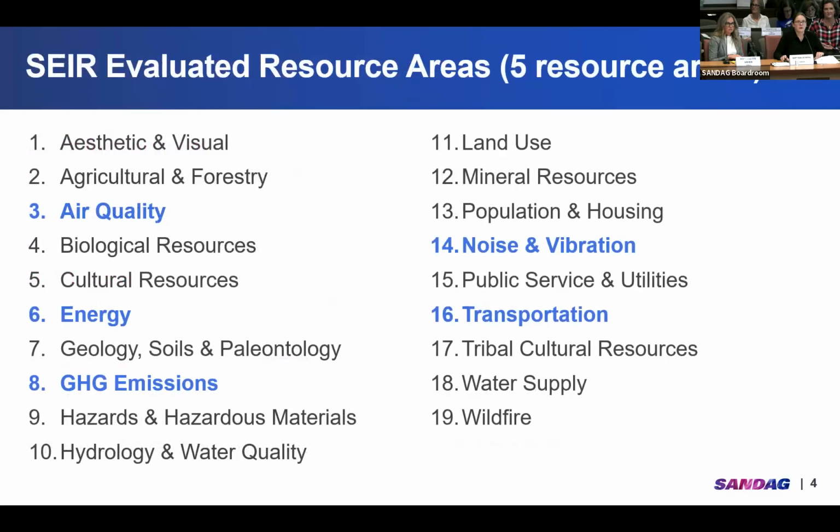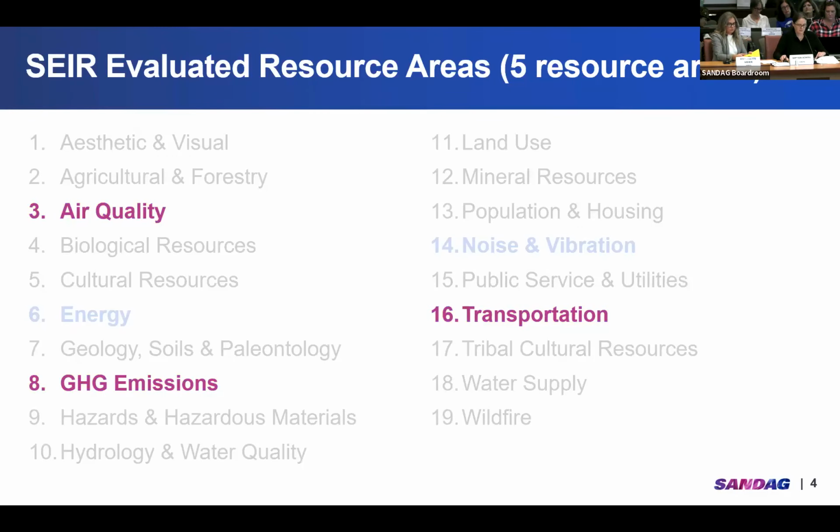In order to identify the environmental impacts of removing the regional RUC, the supplemental EIR evaluated 5 resource areas: air quality, energy, greenhouse gas emissions, noise and vibration, and transportation. 3 of these areas identified either new or substantially more severe, significant and unavoidable environmental impacts as a result of removing the regional RUC. A full description of all of the impacts identified in the supplemental EIR can be found in the findings of fact in your packet.